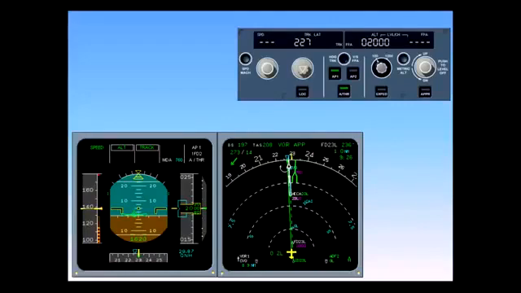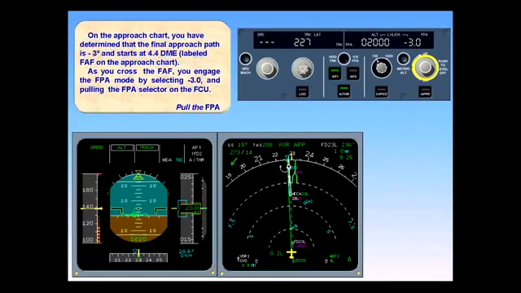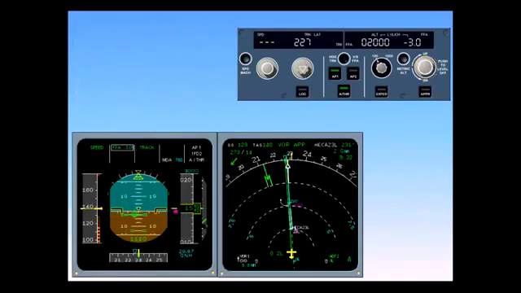As you cross the FAF, you engage the FPA mode by selecting -3.0 and by pulling the FPA selector on the flight control unit. Pull the FPA. The FMA displays FPA -3.0 degrees, indicating that the autopilot will descend on a -3 degree descent path.